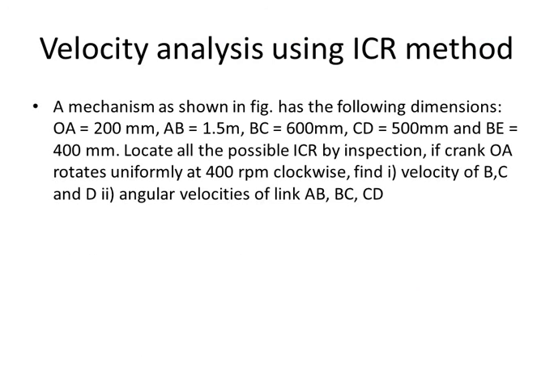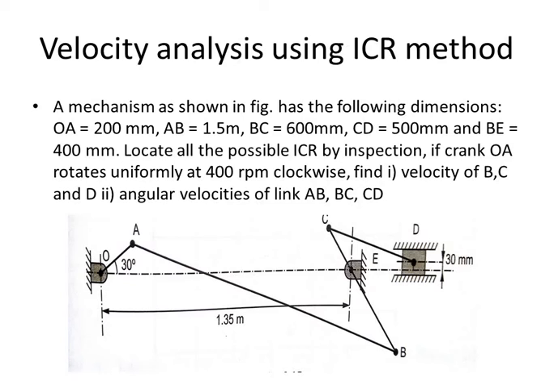So let us consider one example. A mechanism as shown in figure has the following dimensions: OA equal to 200 mm, AB equal to 1.5 meter, BC equal to 600 mm, CD equal to 500 mm and BE equal to 400 mm. Locate all possible ICRs by inspection. If crank OA rotates uniformly at 400 rpm clockwise, find velocity of B, C and D and angular velocities of link AB, BC and CD. So this is the problem statement.